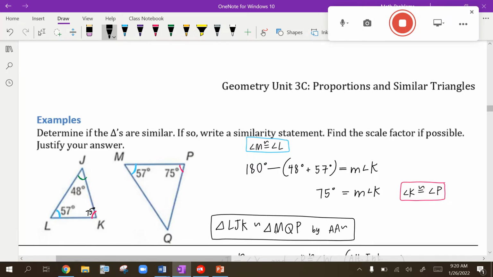Again, make sure you put the letters in order of what's corresponding when you're writing your similarity statement. This one I don't have enough information to find the scale factor since I don't know anything about the sides.